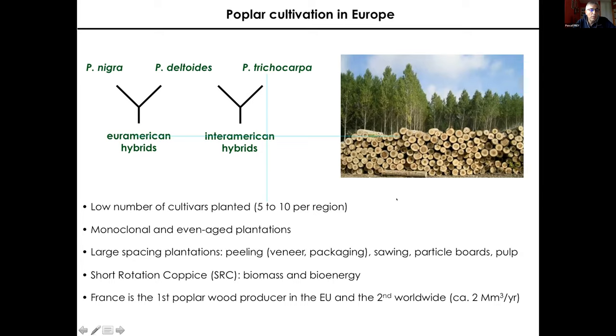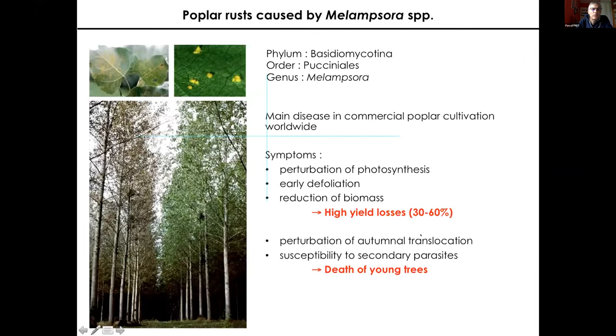And most poplar are planted as large spacing plantations, and it's used like on this picture for peeling to make veneer and packaging, but also for sawing, particle boards and pulp for paper. But there are also a little bit of short rotation coppices that are used for biomass and bioenergy. And France is the first poplar wood producer in the European Union and the second worldwide after China. And it produces around 2 million cubic meters of wood per year, which is almost the same amount as oak or beech for comparison.